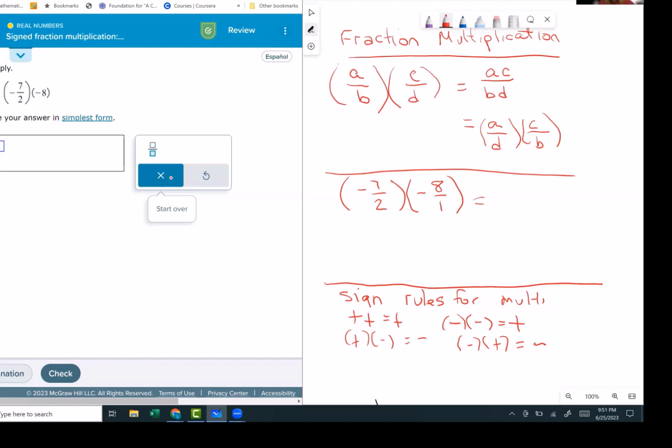First thing I'm going to do always is take care of my signs, because if I take care of my signs last, most of the time we forget. I see that I have two negatives. I'm going to say this is positive. And then, this is very important, simplify before you multiply.